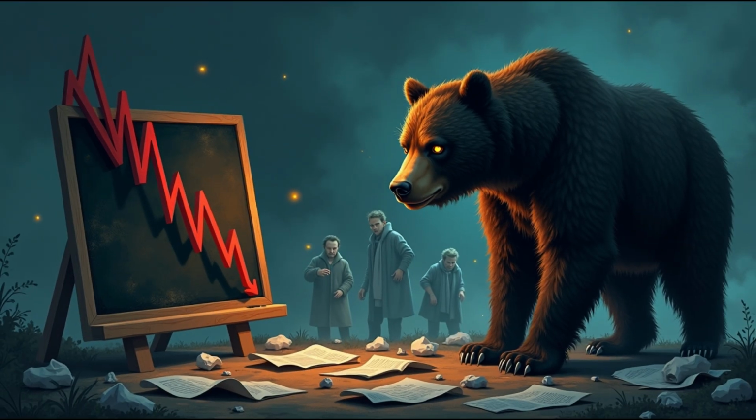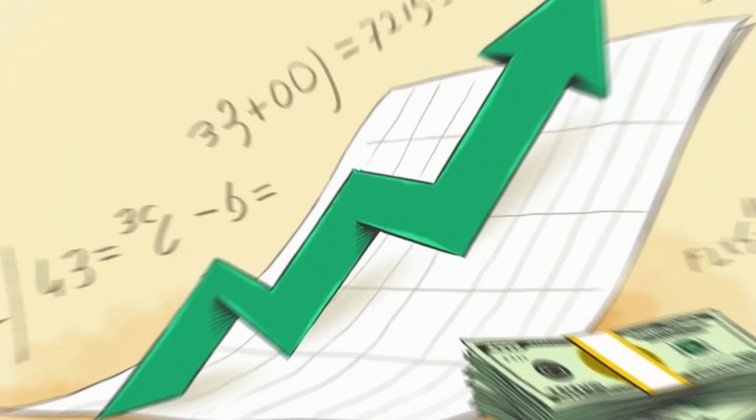13. Bear market. What it is. A bear market is when the stock market is falling and investors are pessimistic. Example: if Nifty drops by 20% or more, it's called a bear market.